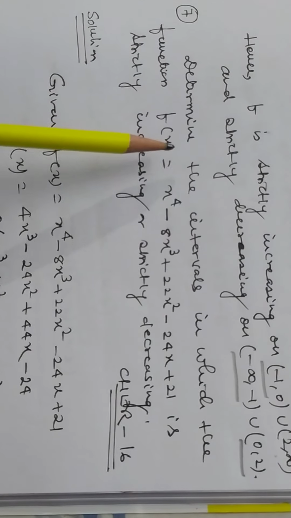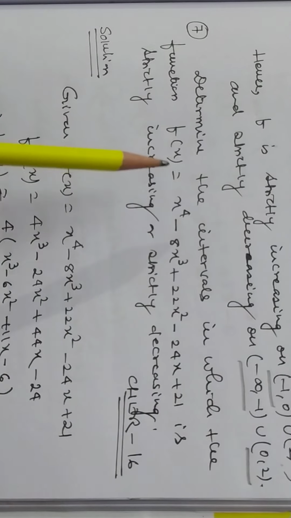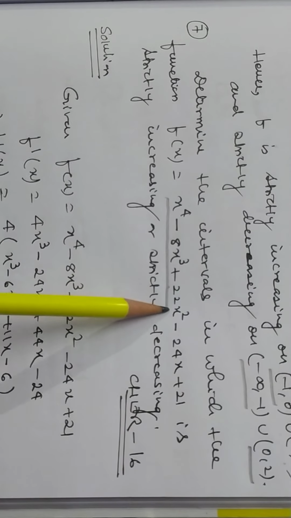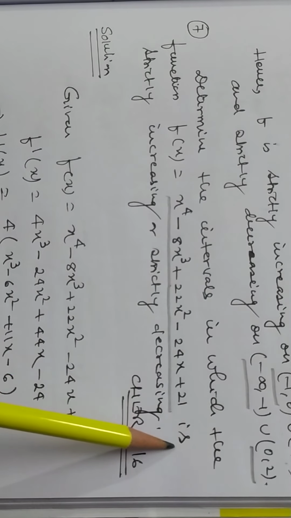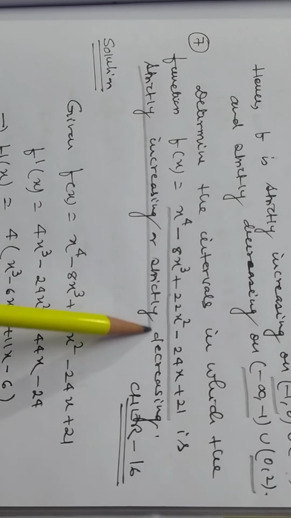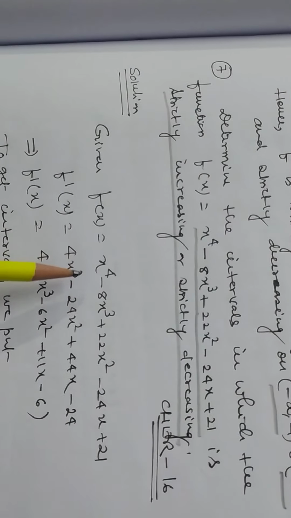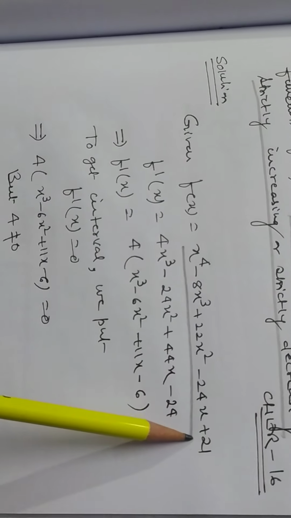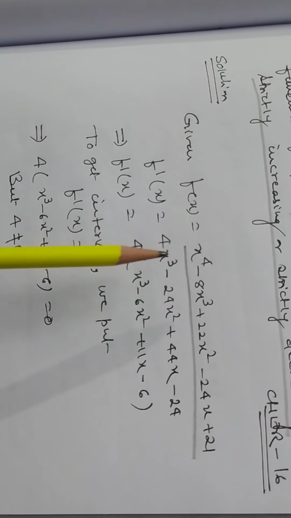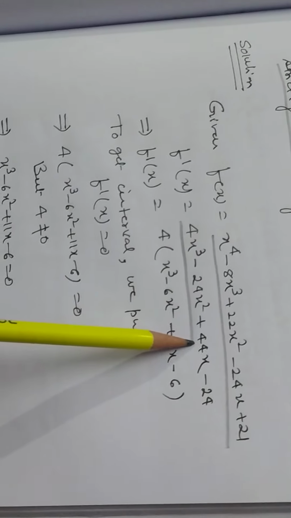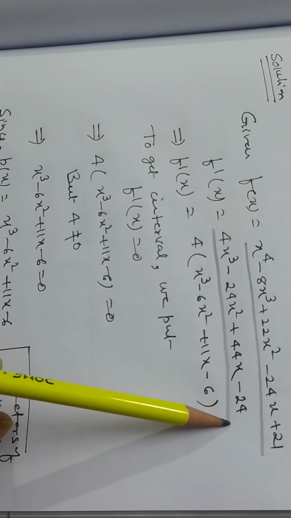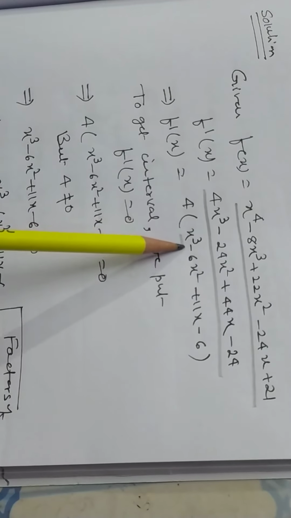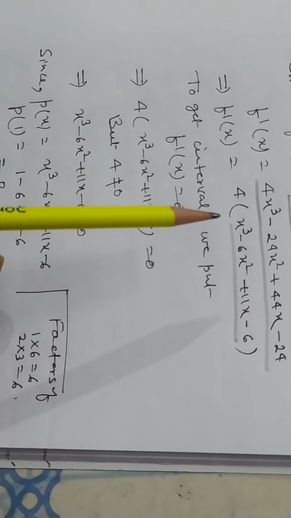Now problem number 7. Determine the intervals in which the function f x is equal to x to the power 4 minus 8x cube plus 22x square minus 24x plus 21 is strictly increasing or strictly decreasing. Given f x is equal to x to the power 4 minus 8x cube plus 22x square minus 24x plus 21. So f dash x is equal to 4x cube minus 24x square plus 44x minus 24.